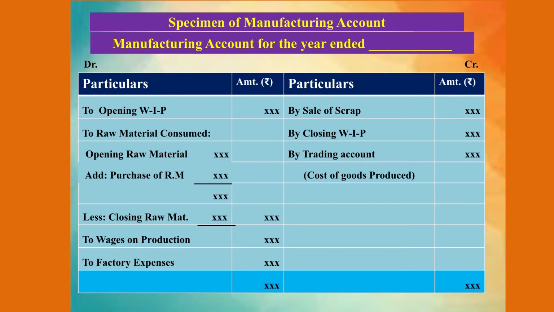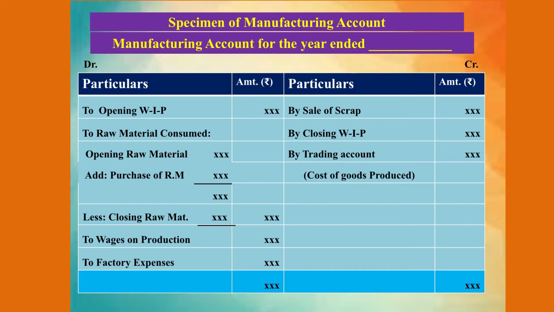So let's have a look at the specimen of a manufacturing account. The manufacturing account has the same format as that of other accounts. So we'll have the manufacturing account of such and such concern, with the name of the concern, for the year ended, whichever year you are preparing for. We'll have a debit side, and we also have a credit side. On the debit side, we'll start with opening work in progress.